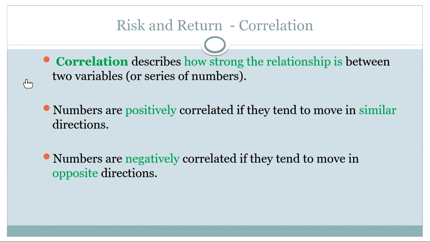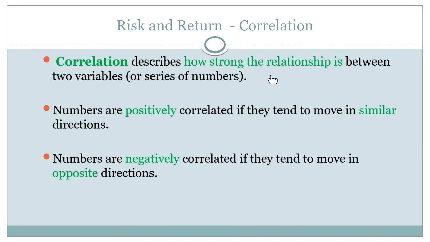Okay. So now we can go on with the slides. You can have a look at the slides as well as having your textbook in front of you. We now need to understand what correlation means and diversification. So really, if we just look at the summary on the screen with the slides, correlation describes how strong the relationship is between 2 variables.